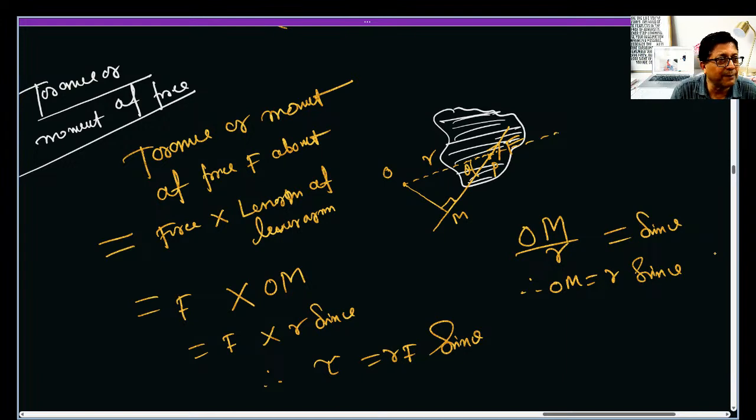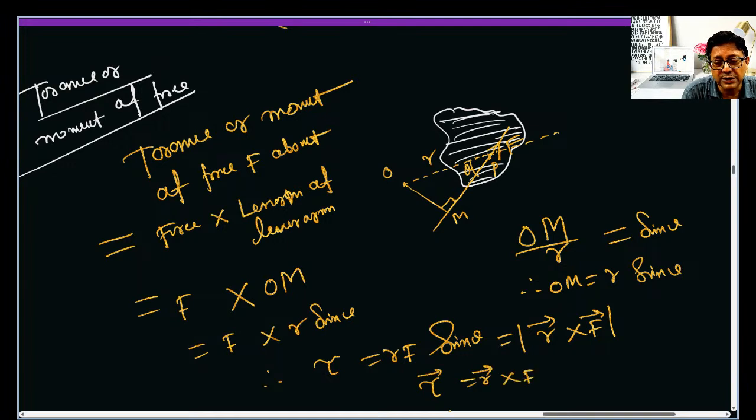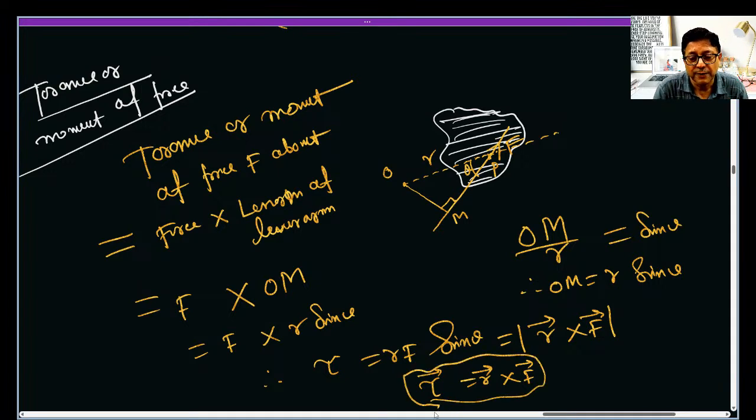So tau is R F sin theta. As we have seen, it is the cross product of R and F, isn't it? So if we write in vector form, tau vector will be R cross F vector. Torque or moment of force is R cross F. Clear?